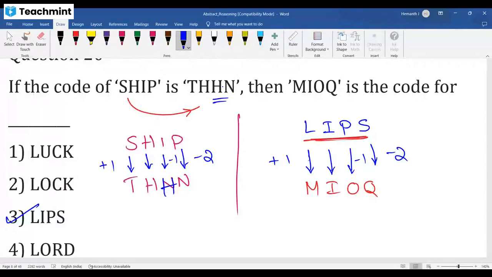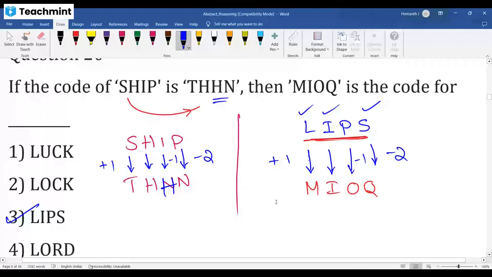This is some word that is coded. Okay, MIOQ is the code for what? They're not asking MIOQ is coded as what. MIOQ is coded as means this logic we have to apply. Now we have to do the reverse. This is already coded for something. For something, if you do this code, you get this one. So you need to correct according to that.